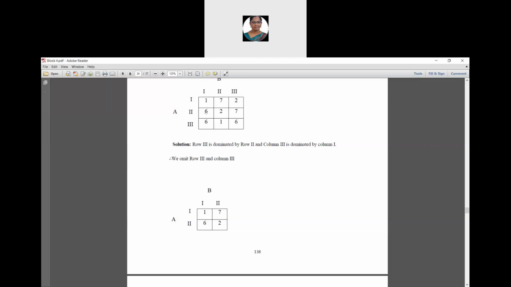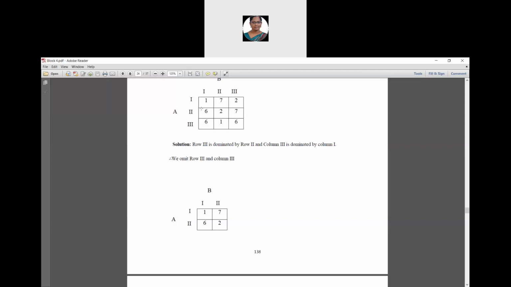We move on to compare the first column and the third column. The first elements are 1 and 2. 2 is the largest element, and it is in the third column. The second elements are 6 and 7. 7 is the largest element, and it is in the third column. Both third elements are 6 and 6, equal. Therefore, column 3 is dominated by column 1. So we have to omit row 3 and column 3.